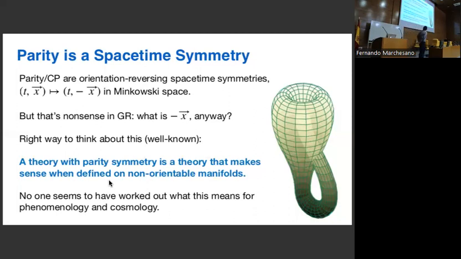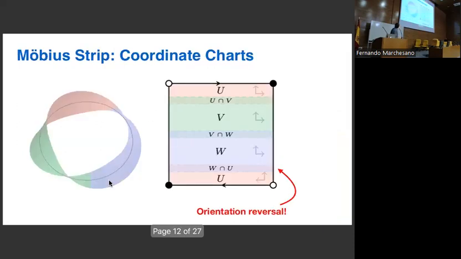So the only theories that you can define on non-orientable manifolds are theories that have this kind of orientation reversing symmetry structure, and that's what we'll take to be our definition of a field theory with parity. Or we could generalize this to CP if we're also conjugating fields when we move them around. And as far as I can tell, nobody has really worked out what this means for phenomenology and cosmology. So that's what I want to tell you.